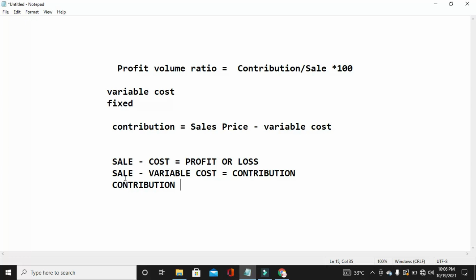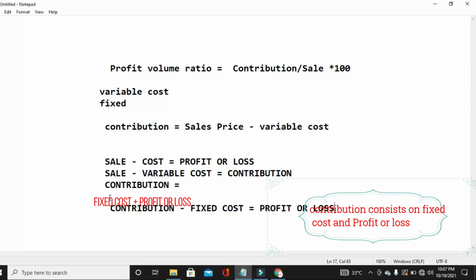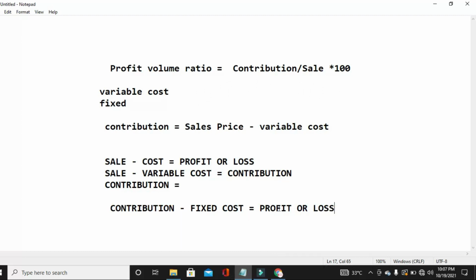So contribution is the difference between selling price and variable cost, and it consists of both things: one is profit or loss, and the second is fixed cost. So contribution is the amount from which we have not deducted our fixed cost. Once we deduct fixed cost from contribution, that amount will be called profit or loss.